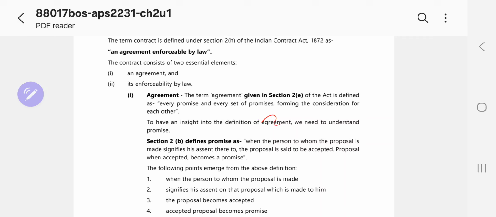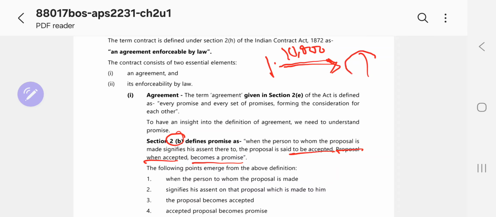To have insight into the definition of agreement, we need to understand the promise first. Section 2 subsection (b) defines promise: when the person to whom the proposal is made signifies his assent thereto, the proposal is said to be accepted. The proposal when accepted becomes a promise. Here one person makes a proposal to another person that he will pay 10,000 rupees for purchasing a laptop.